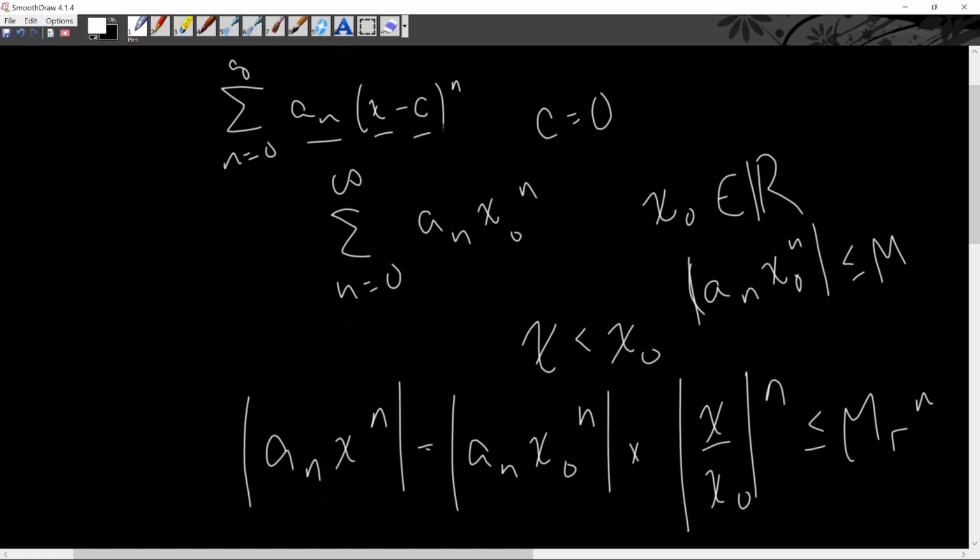Okay, so we agree that x is less than x sub 0. We're just going to assume that. And if r is equal to x over x sub 0, then this absolute value, regardless, is going to be less than 1, right? Because this is less than that.